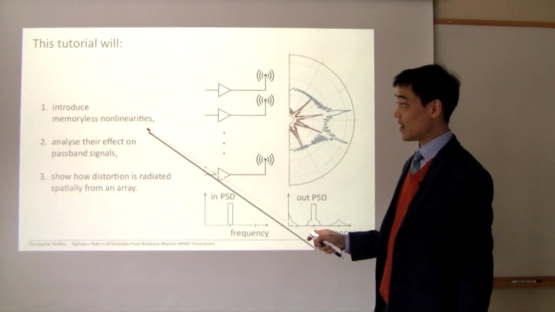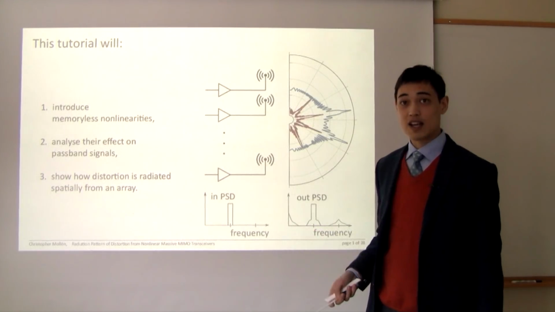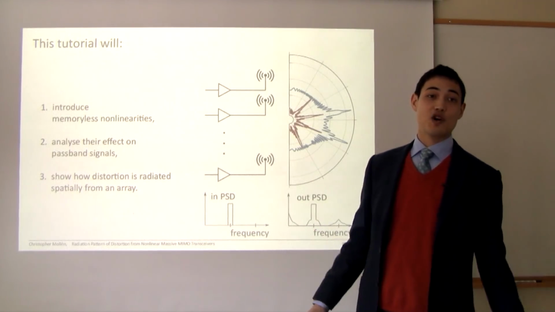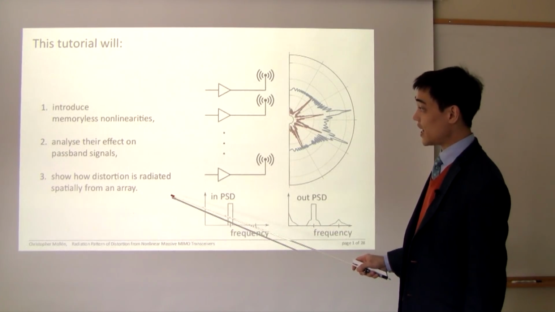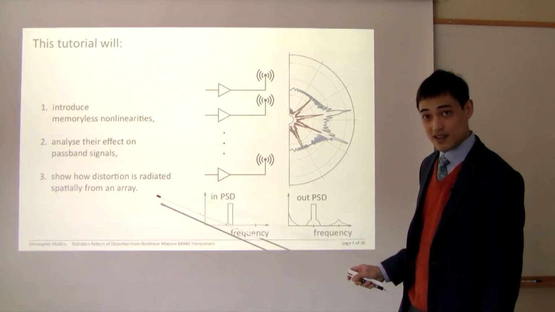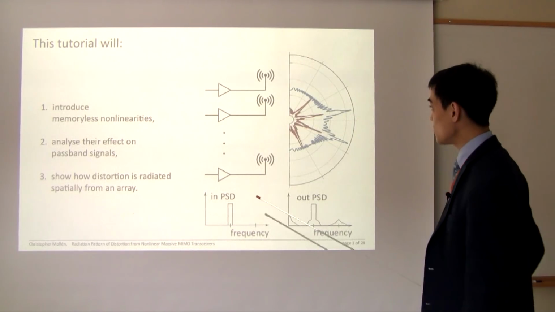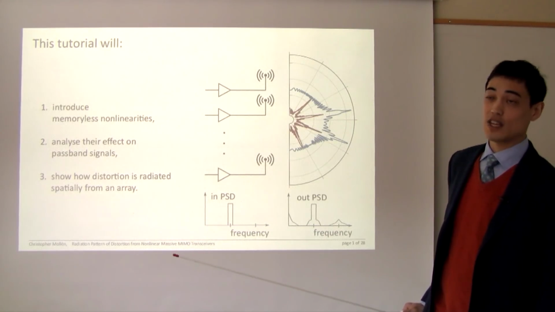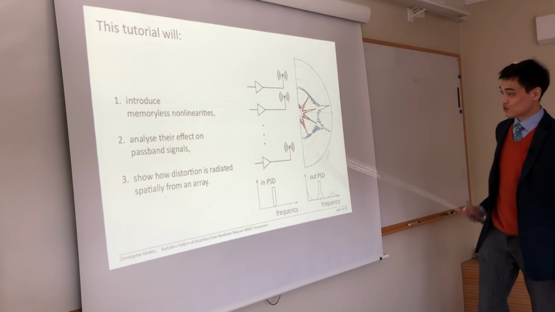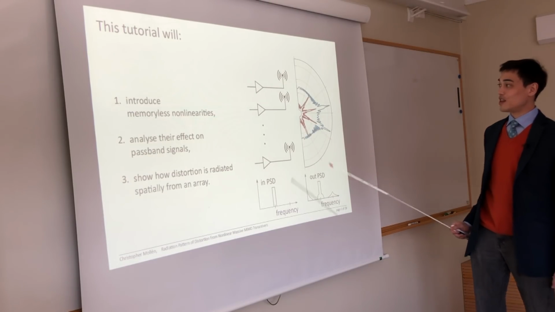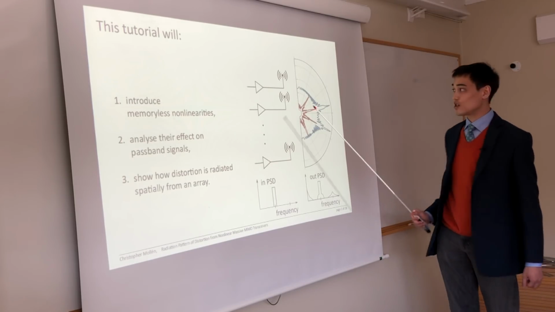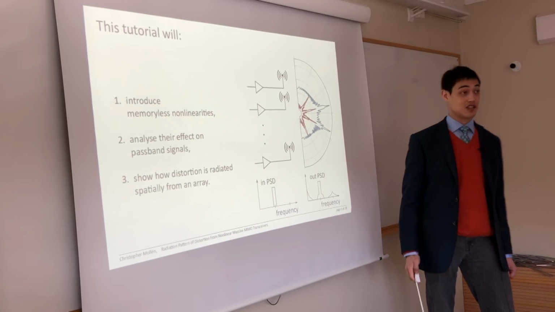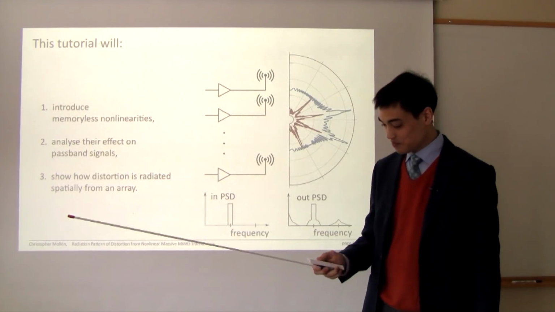In this tutorial, we will introduce nonlinearities and show how they affect passband signals and what kind of distortion they create. Then we will derive the radiation pattern of the distortion in terms of the radiation pattern of the in-band signal. This is shown in this figure, where the red curve shows the radiation pattern of the distortion and the blue curve shows the radiation pattern of the input signal.